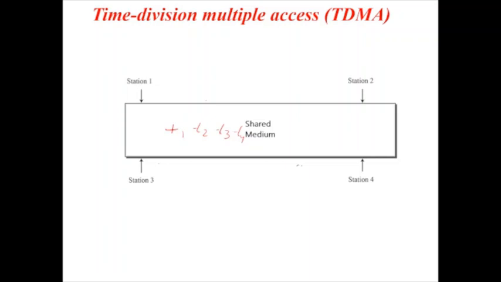During T1's time slot, station 1 will get the complete bandwidth of the shared medium. Once T2 starts, the complete bandwidth will be allocated to station 2, and so on. Every station gets its turn based on its time slot. This is how time division multiple access works. At any given time, only one channel is using this medium, and this channel is time shared between different stations.